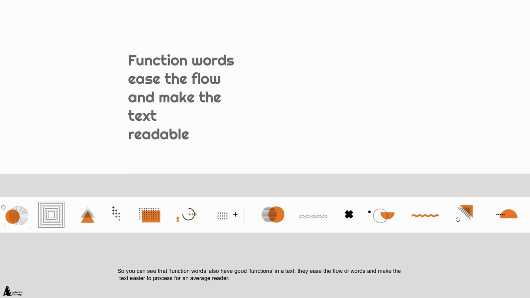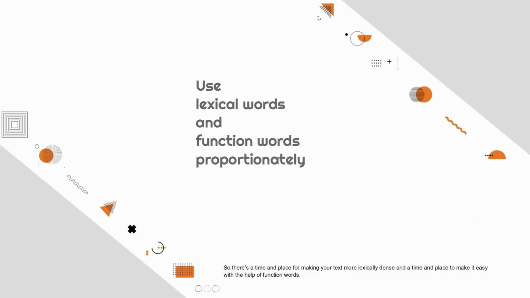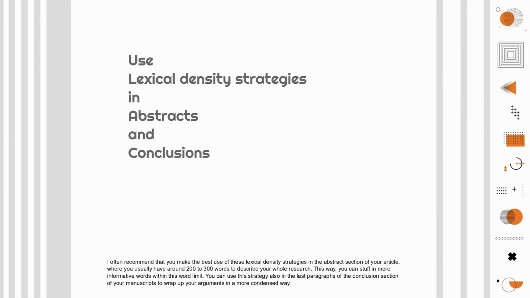They ease the flow of words and make the text easier to process for an average reader. So there is a time and place for making your text more lexically dense and a time and place to make it easy with the help of function words. I often recommend that you make the best use of these lexical density strategies in the abstract section of your article, where you usually have around 200 to 300 words to describe your whole research. This way, you can stuff in more informative words within this word limit.